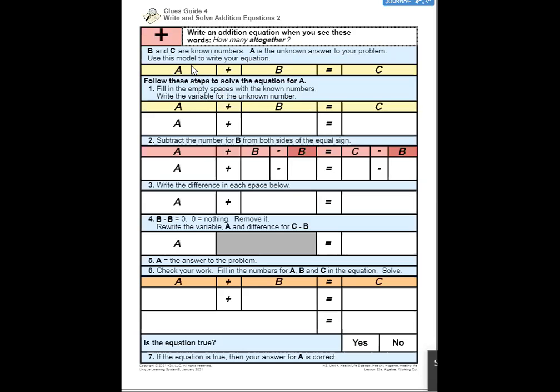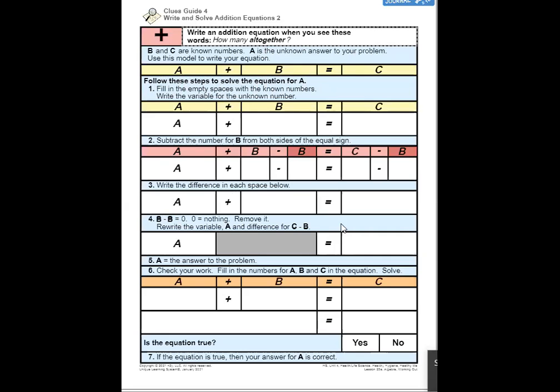Does anyone remember from yesterday, or actually the day before, when we see these letters, what are they called? Do you need some help? It begins with a V. Did you say value? Very close. Can you say variable? Very good. Usually when we're dealing with equations, we will see letters instead of numbers, and they are our variables. They're just holding the place until we put our numbers in. So we follow the steps to solve the equation for A. A plus B equals C.